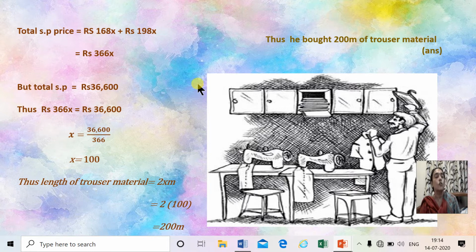You will give a pause and copy down the whole question. That is this question number 7. Okay, let's move on to question number 8.